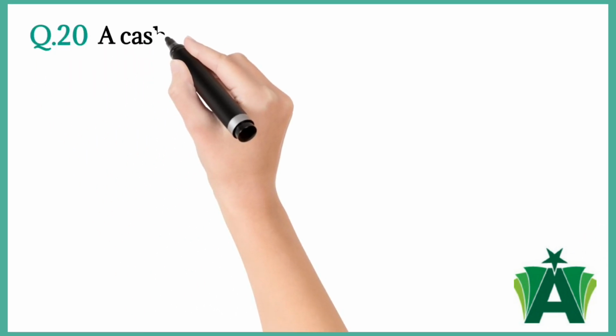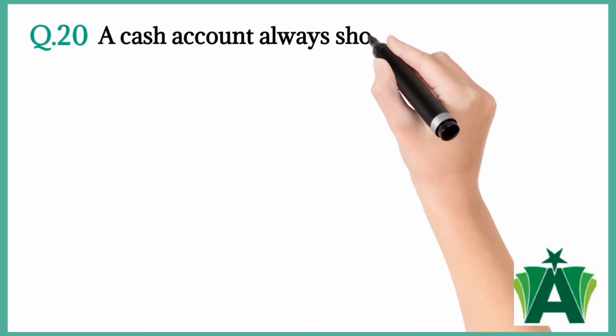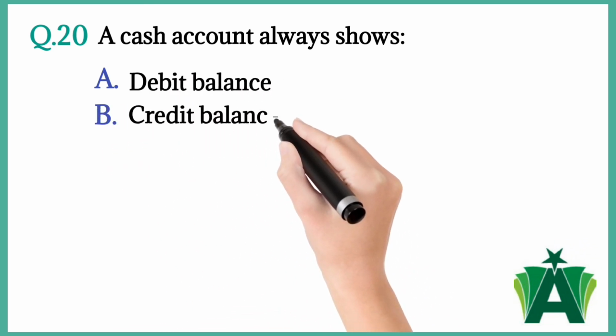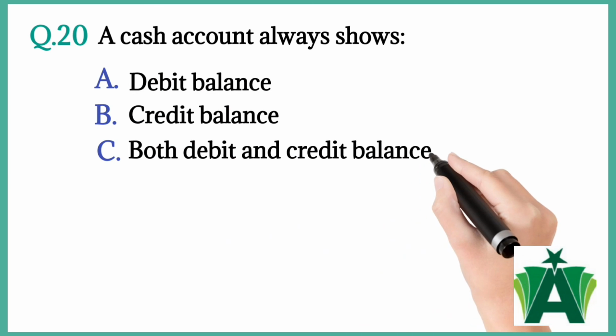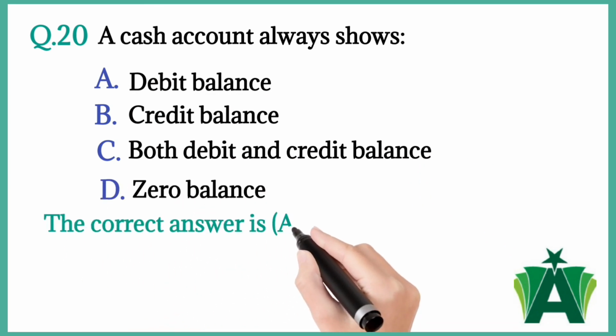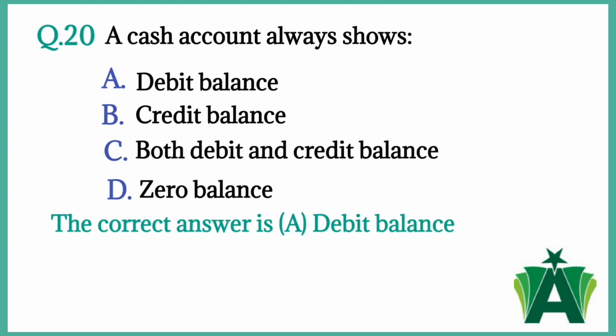Question number 20. A cash account always shows A. Debit balance, B. Credit balance, C. Both debit and credit balance, D. Zero balance. The correct answer is A. Debit balance.